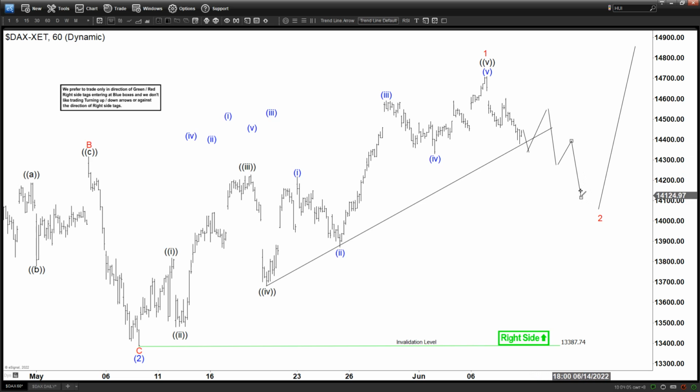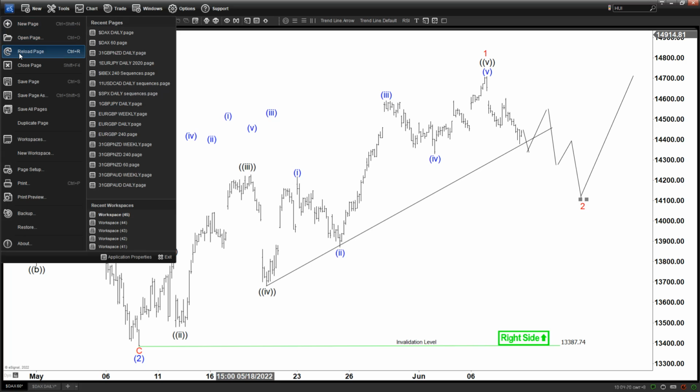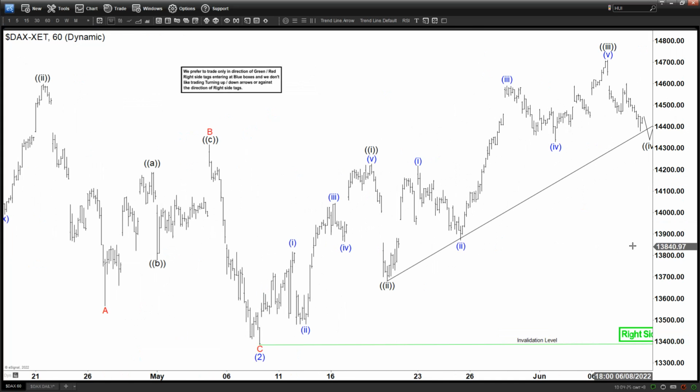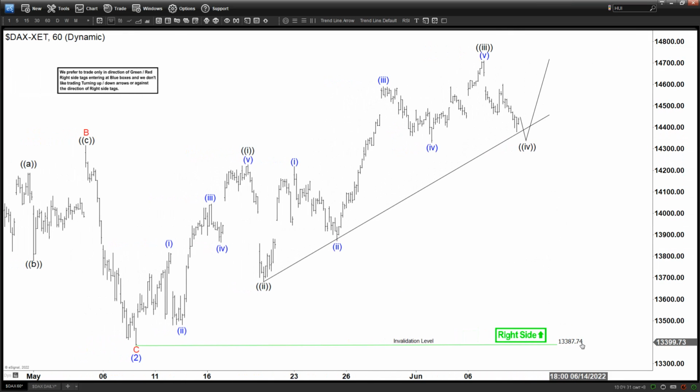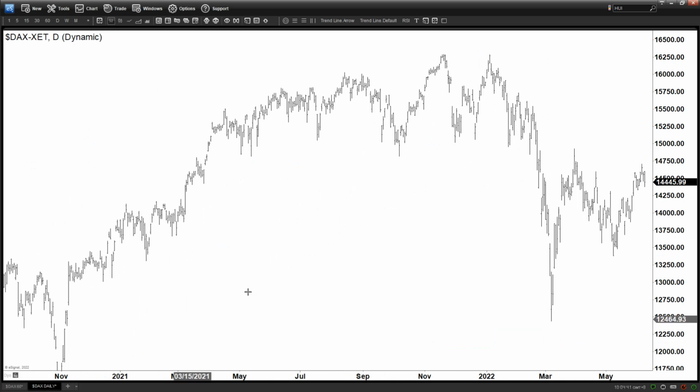So again, if this plays out, it doesn't change the idea that this is the key pivot, 13,387, and as long as we don't violate and break below that, then we still can continue to go higher from the DAX. Okay, but the primary view we are showing right now is this one more push before we get a 3 pullback, and then higher again, as long as we continue to stay above 13,387. Okay, now let's zoom out a little bit and get an idea where we are.